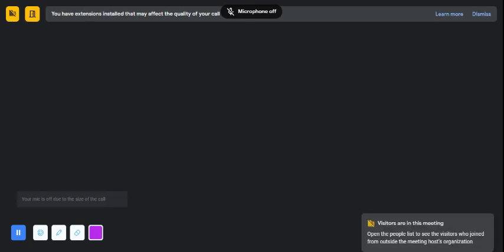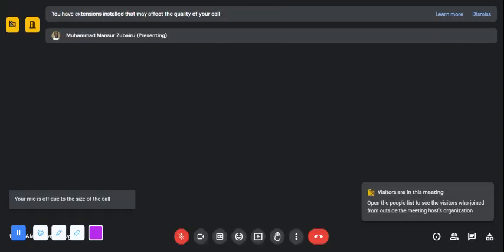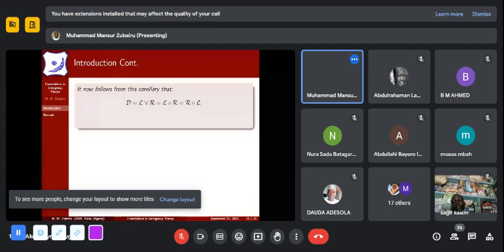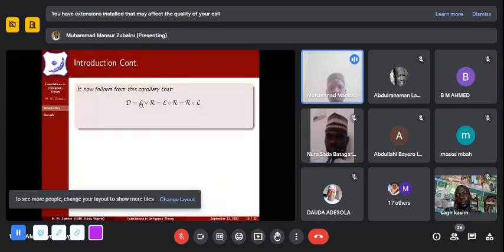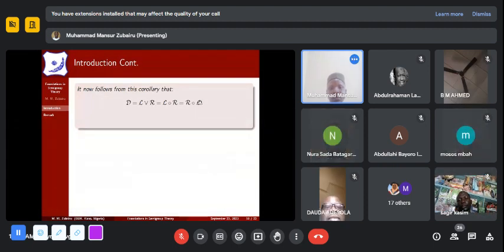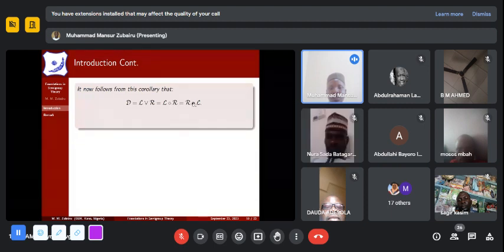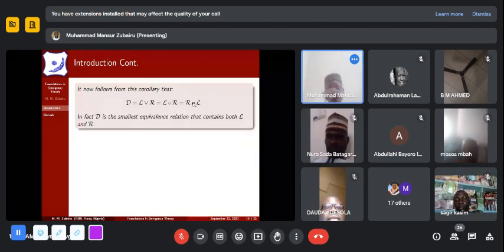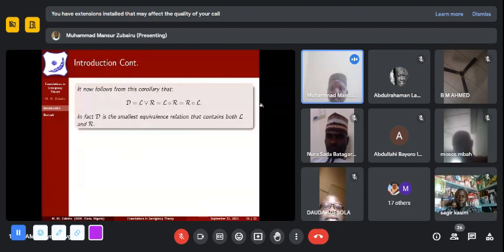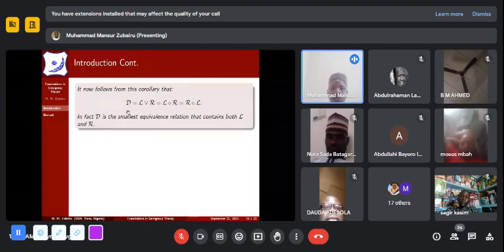Commute, this is equal to this. So we can use this corollary now on the Green's relations L and R, and this follows from that corollary. We know D is defined to be the join of L and R. Since this commutes, this is equal to this, and this is equal to this. So in fact, D is the smallest equivalence relation that contains both L and R, meaning that L is a subset of D, and R is also a subset of D.